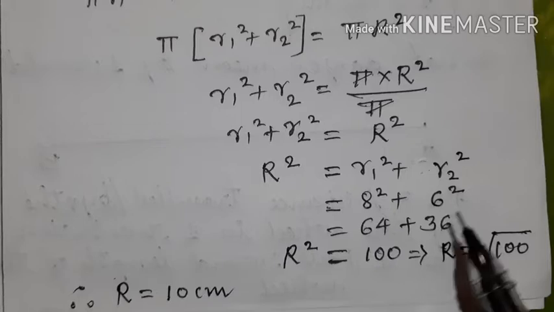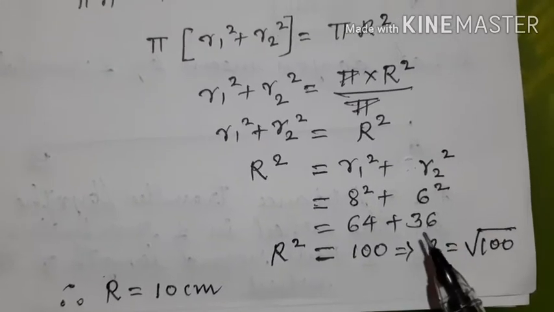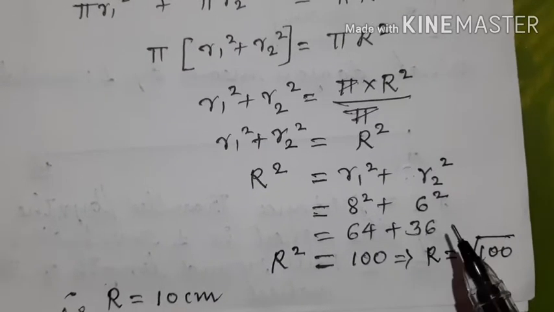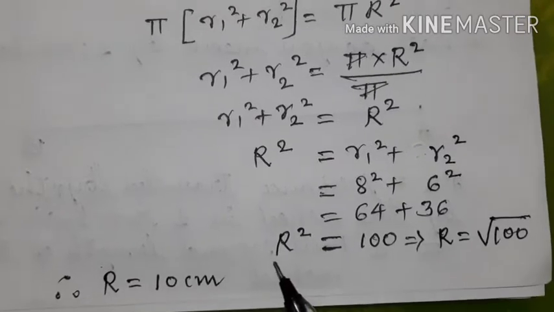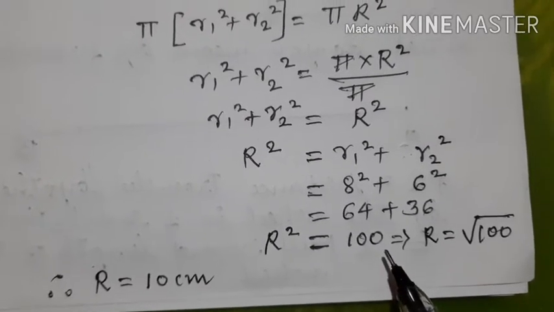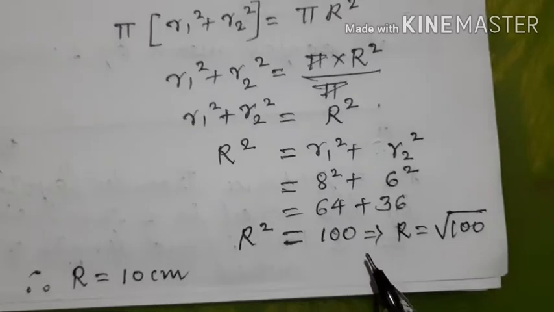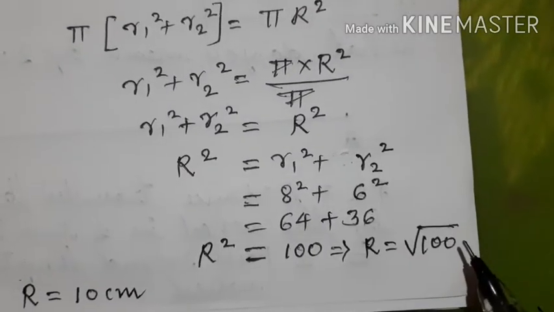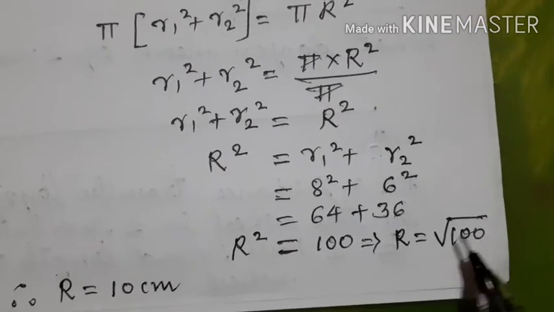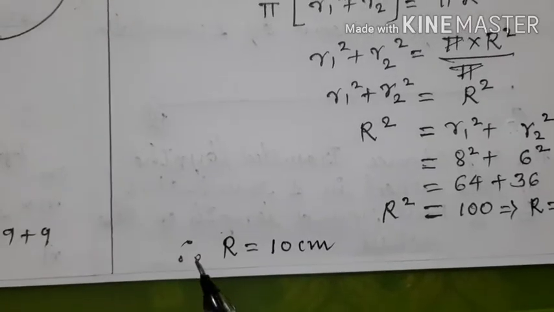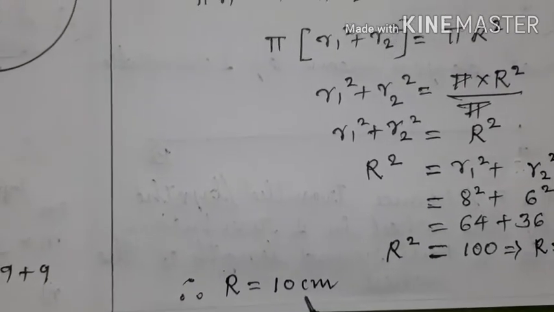Therefore 8 square is 64 and 6 square is 36. Therefore 64 plus 36 is 100. So capital R square is equal to 100, or this square is transposed this side, becomes R is equal to square root of 100. But the square root of 100 is 10. Therefore children, capital R is equal to 10 centimeter.